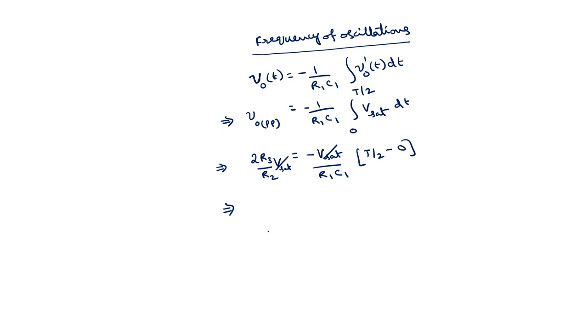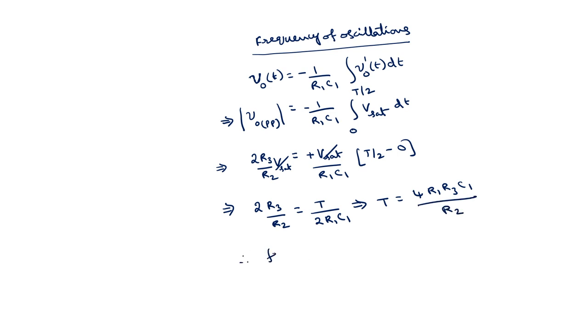What is the expression for T? Taking this V0 as magnitude, I am just neglecting this minus sign, I am taking only the magnitude of this one. So what will be the expression for T? 2 times R3 by R2 is equal to T by 2 times R1 C1. This implies T is 4 times R1 R3 C1 divided by R2. This is the time period.